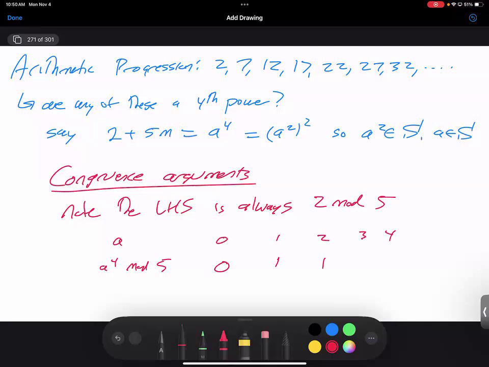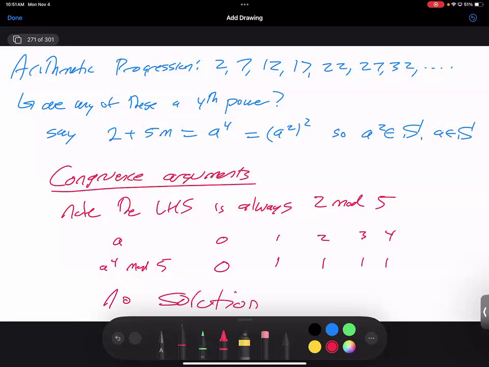So you can view 3 as the same as 5 minus 2. So it's the same as negative 2 to the 4th. We know 2 to the 4th is 1, it's 1. You can view 4 as just negative 1 mod 5. So what's 4 to the 4th? Well, you can notice it's 256. It's just 1. Is there ever going to be a 4th power that's 2 mod 5? No solution.